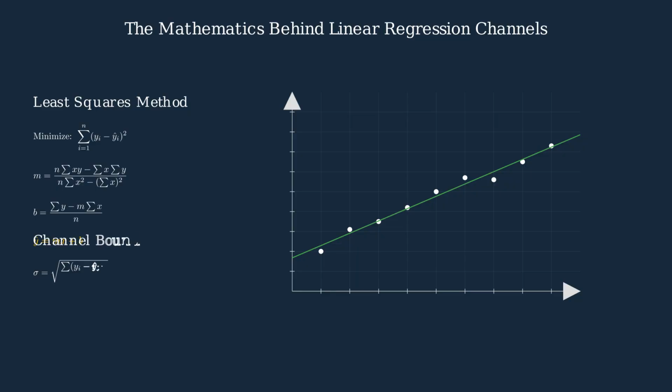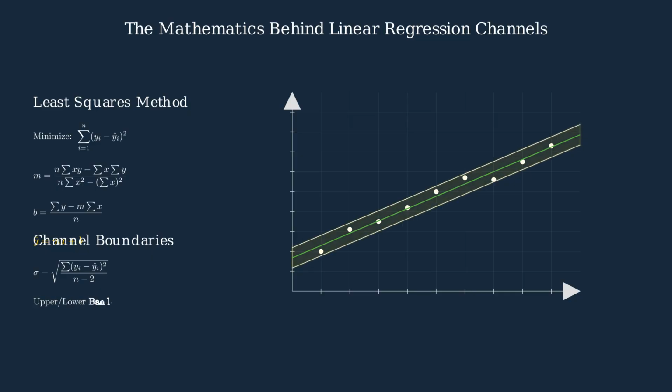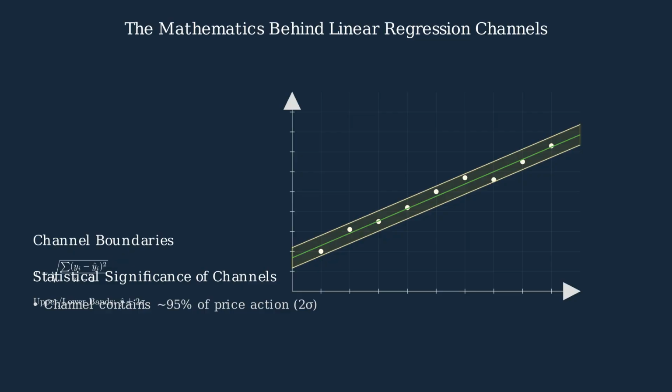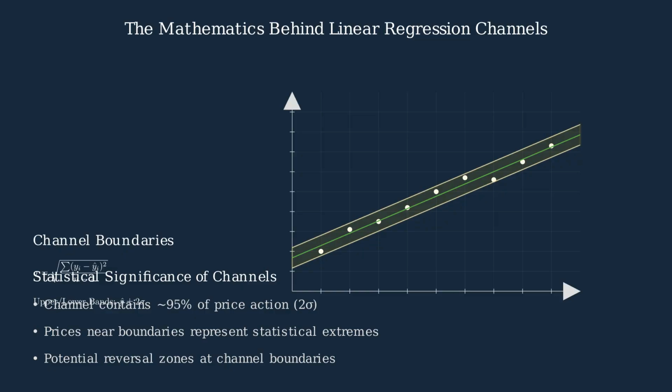The upper and lower channel lines are typically placed at a specific standard deviation distance from the middle line. Most commonly, these boundaries are set at 2 standard deviations above and below the regression line. This statistical approach means the channel represents where prices have spent most of their time. The outer boundaries show statistical extremes where prices are more likely to reverse. Using 2 standard deviations captures approximately 95% of normal price movement, making the channel boundaries significant levels for potential trade decisions.